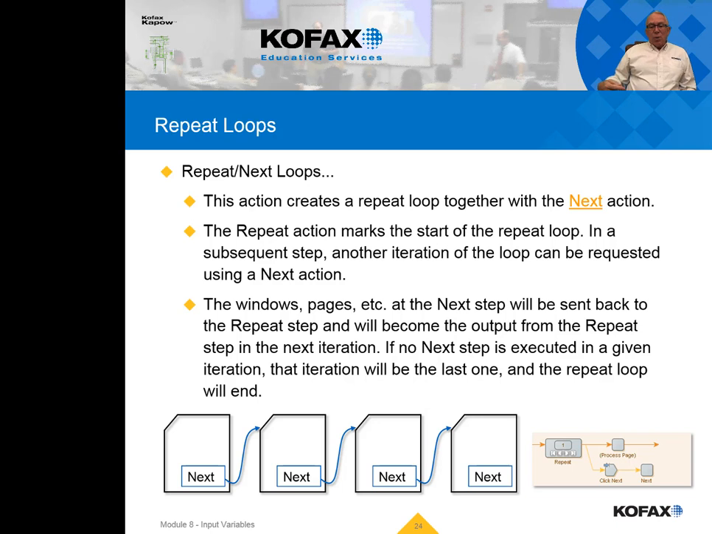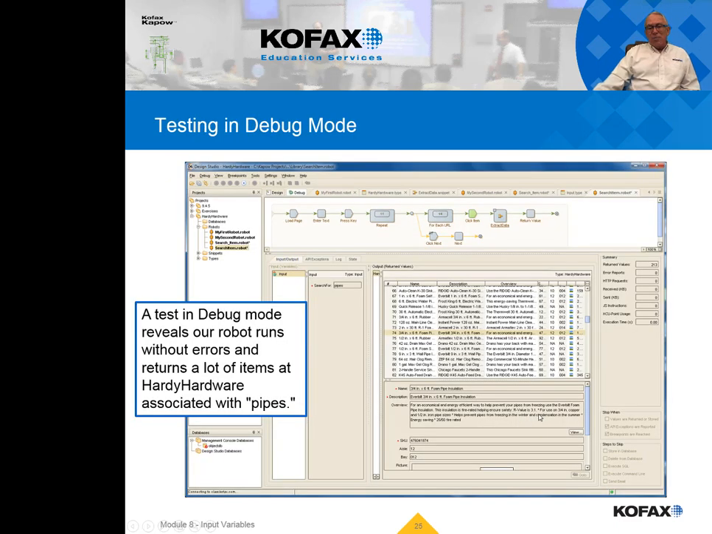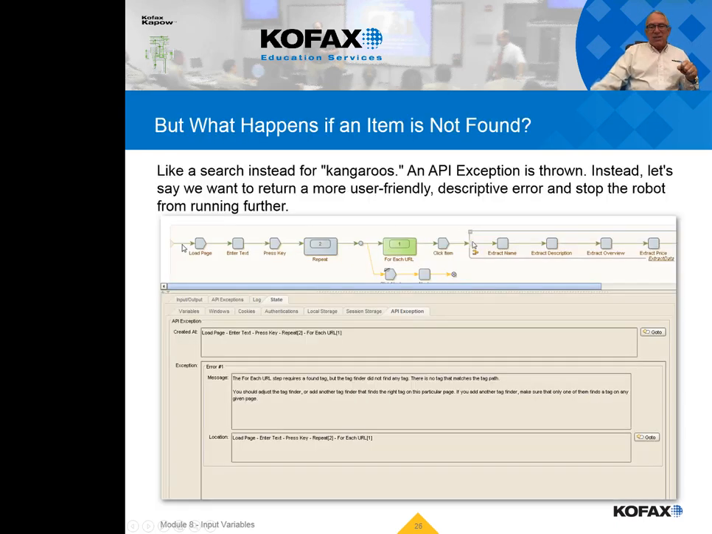This is just a quick review of repeat and next loops. I've already talked about that, so I'm not going to read this slide to you. You can review it on your own. Now we can test this so far in debug mode, right? And you know, as long as it's a valid search term with matches, the robot should run successfully. And you'll see it actually looping through multiple items on multiple pages. You can watch the execution flow. And if you're successful so far, make sure you remember to save things, because we're going to add now this error stuff. So what happens if an item is not found?